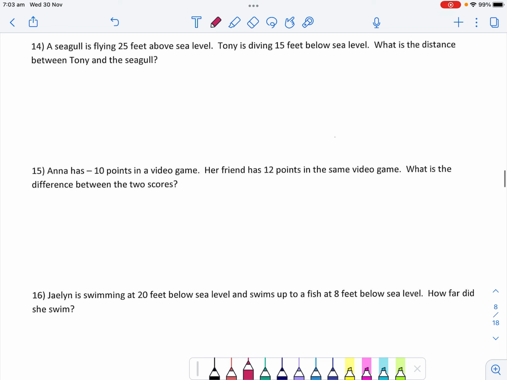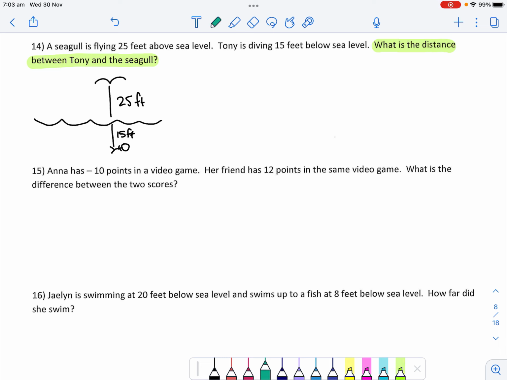Now we're going to look at some application questions of absolute value and being able to find distance between things and understanding how that distance works. So this says a seagull is flying 25 feet above sea level. So I'm going to draw, here's some water. So here is my seagull flying 25 feet above sea level. Tony is diving 15 feet below sea level. So here's Tony, and he is 15 feet below sea level. And I want to know the distance between Tony and the seagull.